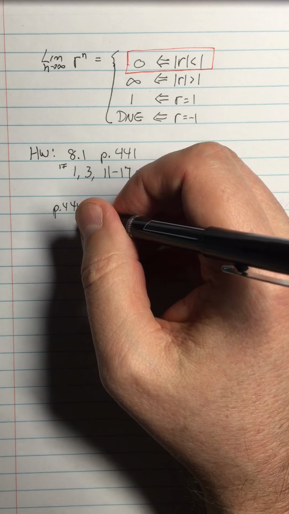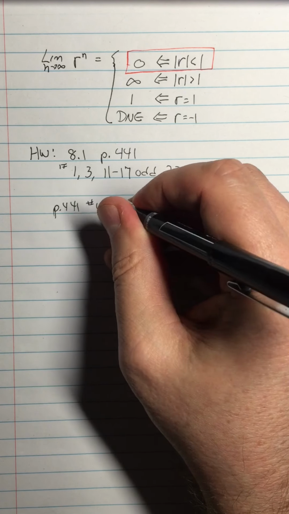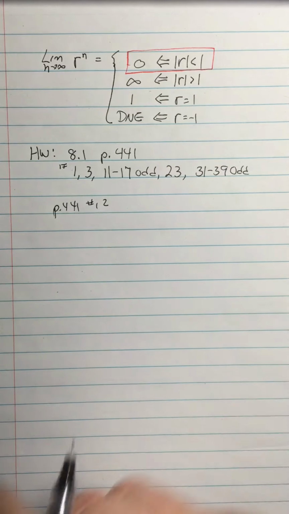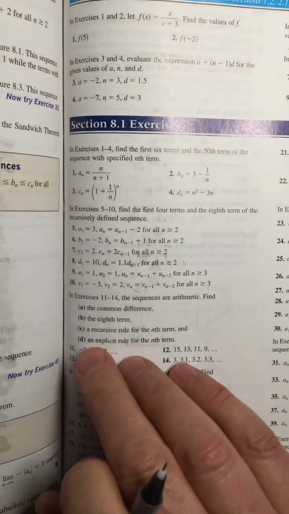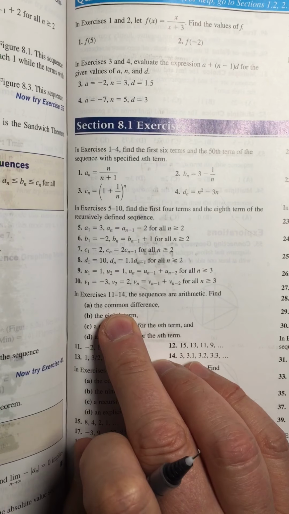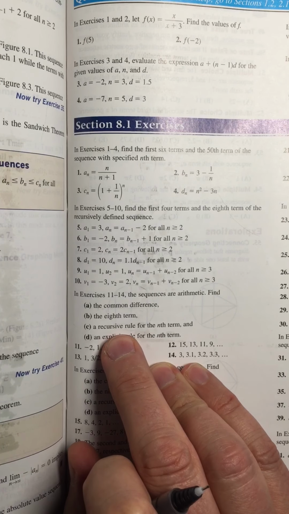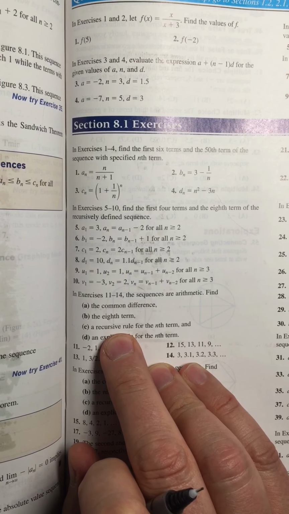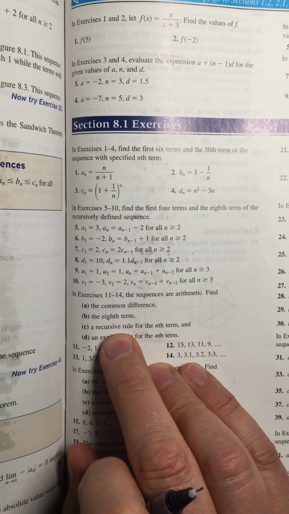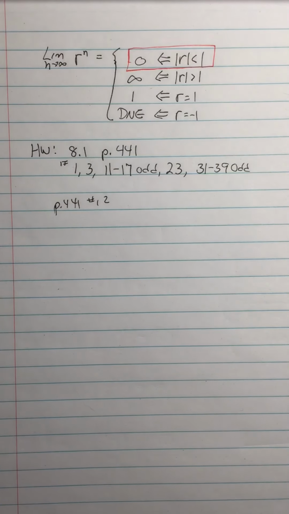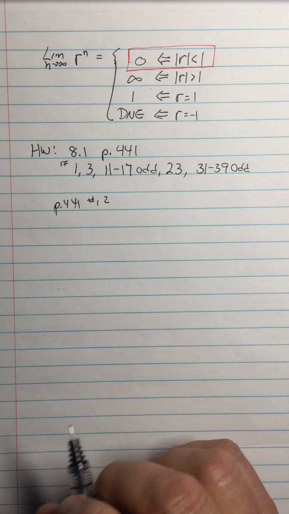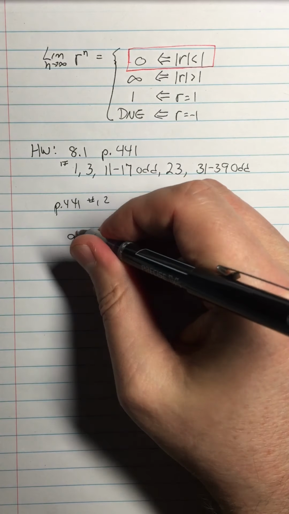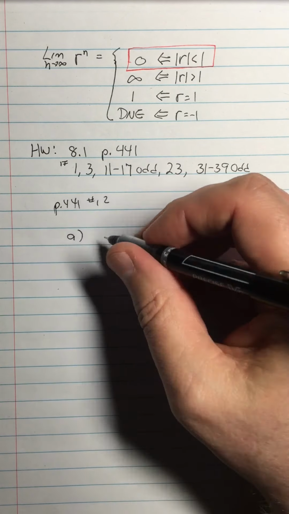Page 441, number 12. Here are your directions. They want you to state the common difference, the eighth term, a recursive rule, and an explicit rule. And by the way, in Algebra 1, we typically define this recursive rule in an inappropriate way. So we're going to clean that up right now. So for part A, it says write the common difference.